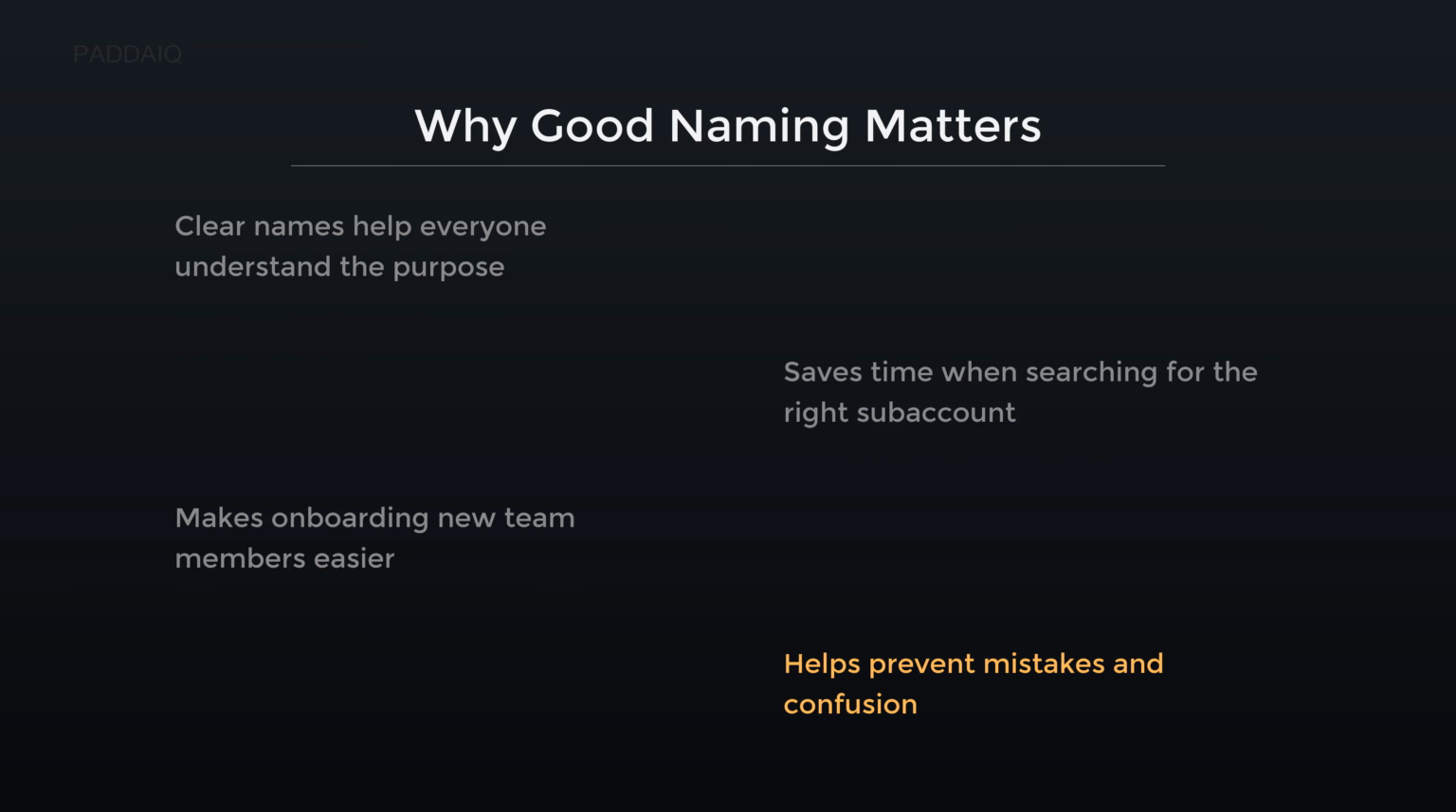Helps prevent mistakes and confusion. Clear names make it obvious what each component does, so you use the right one. For example, naming a service prod_payment_service instead of service_01 prevents accidentally using production data in testing. This simple practice keeps your projects running smoothly and error-free.